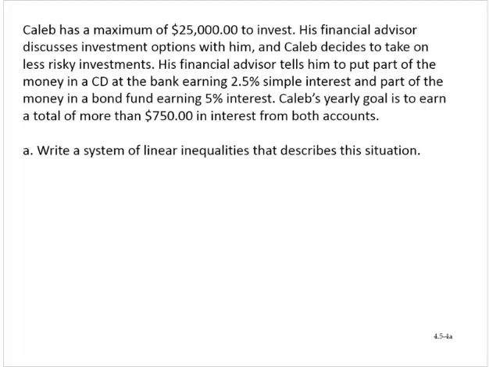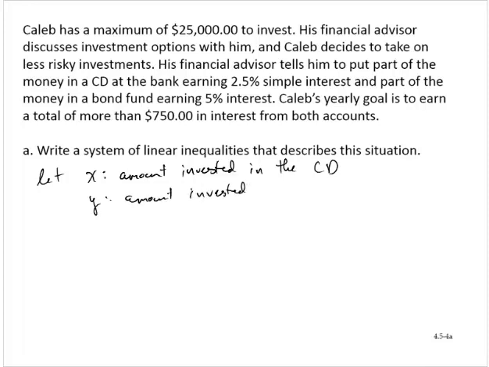Alright, so what are the two unknowns? We don't know how much is being invested in the two different accounts. So I'm going to say let X represent the amount invested in the CD, and I'm going to let Y represent the amount invested in the bond fund. And both of these amounts are in terms of dollars.